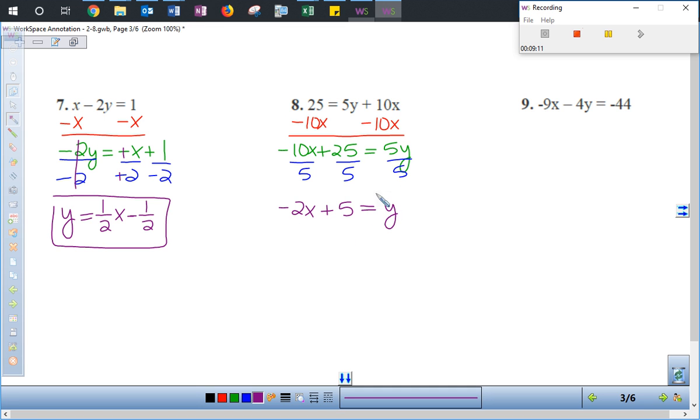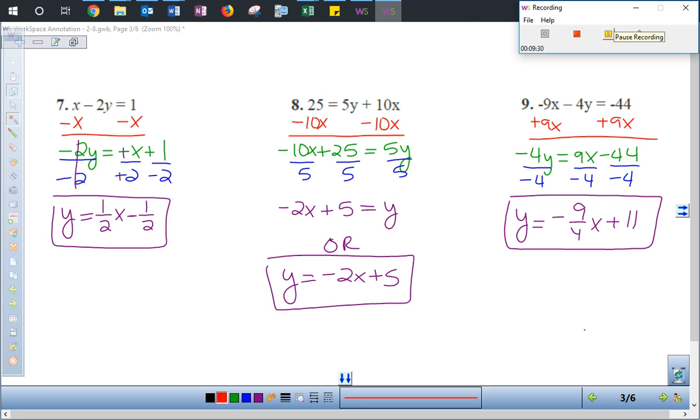Now you can leave your answer like this, or if you're picky like me, you can switch it so the y comes in front and says y equals negative 2x plus 5. Each way is technically correct. Now what I'd like you to do is pause the video and do number 9 on your own.